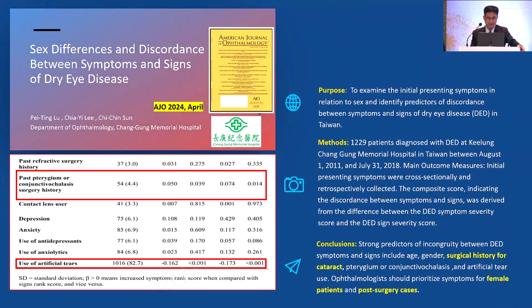This is a paper published last year in the American Journal of Ophthalmology from our group. The aim of the study was to examine the initial presentation related to sex and identify risk factors of the concordance between symptom and sign of dry eye disease in Taiwan. Over 1,000 patients were included and analyzed, and we found several strong predictors of the incongruity between dry eye symptom and sign. These include age, gender, surgical history of cataract, pterygium, or conjunctivochalasis, and artificial tear use. Our suggestion is that ophthalmologists should prioritize symptoms for female patients and those with a history of post-cataract surgery dry eye cases.